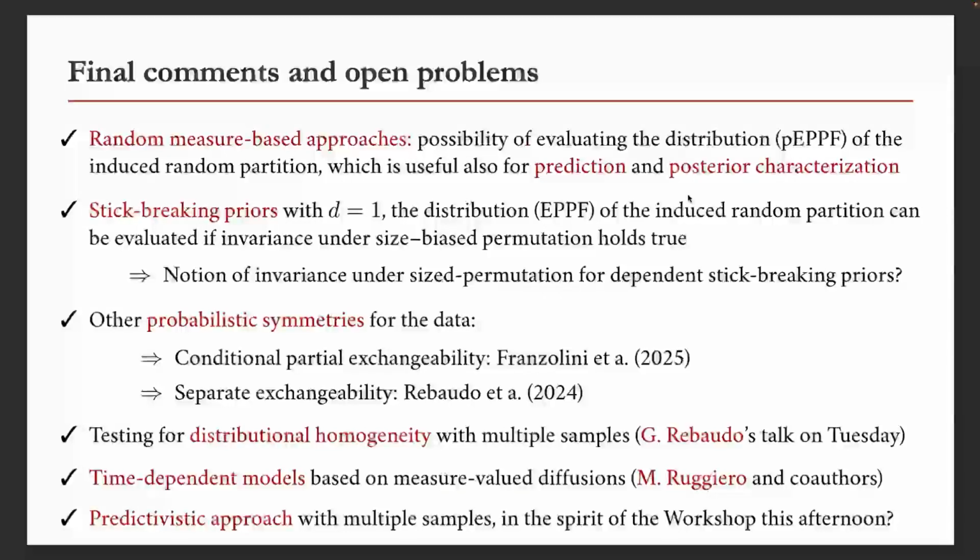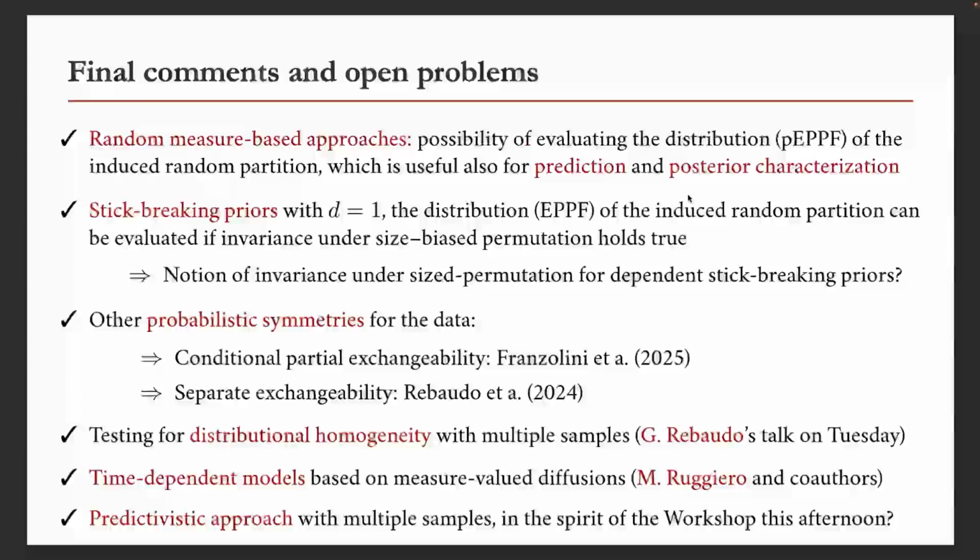I must say that also nice recent developments are on new probabilistic symmetries for the data. Some of these are conditional partial exchangeability and separate exchangeability, two examples. I think a lot of work has to be done on testing distributional homogeneity with multiple samples.